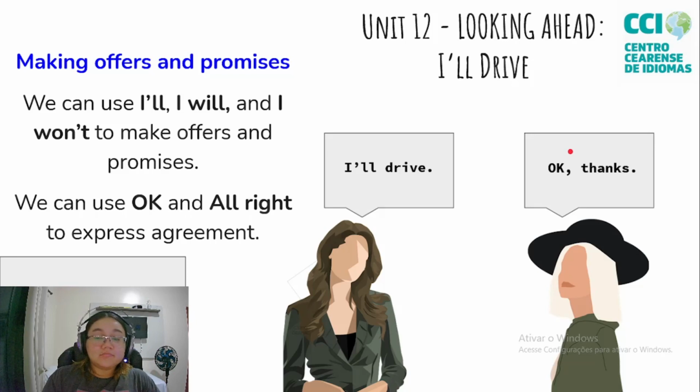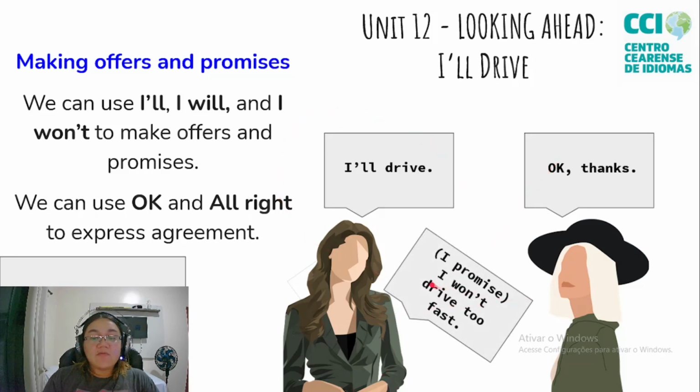But now, this woman will make a promise. I won't drive too fast. She says, I won't drive too fast. When she says that, she's making a promise that she will not drive too fast. It's almost as if she were saying, I promise I won't drive too fast. But you don't have to say I promise. If you just say I won't drive too fast, the other person will understand that you're making a promise.